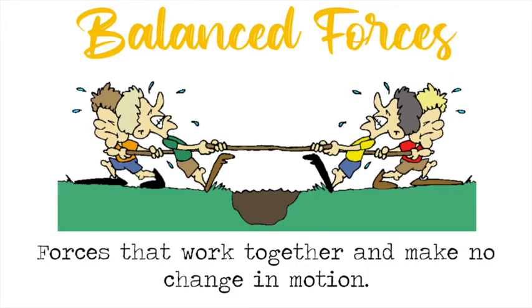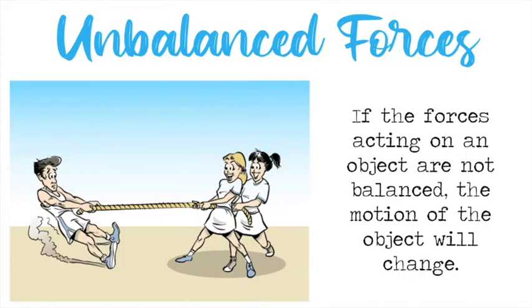Balanced forces, on the other side, are the forces that work together and make no change in motion, which means that if we put the same amount of force on each side of an object, in opposite directions, this object will not move. And the unbalanced forces. If the forces acting on an object are not balanced, which means they are not the same, the motion of the object will change, so it will be possible for it to move.